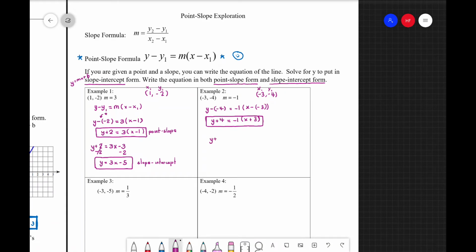So y plus 4 equals, distribute that negative 1, so negative 1 times x is negative x. Negative 1 times 3 is negative 3. Subtract 4. We get y equals negative x minus 7. Once everything is away from y, that is my slope-intercept form.